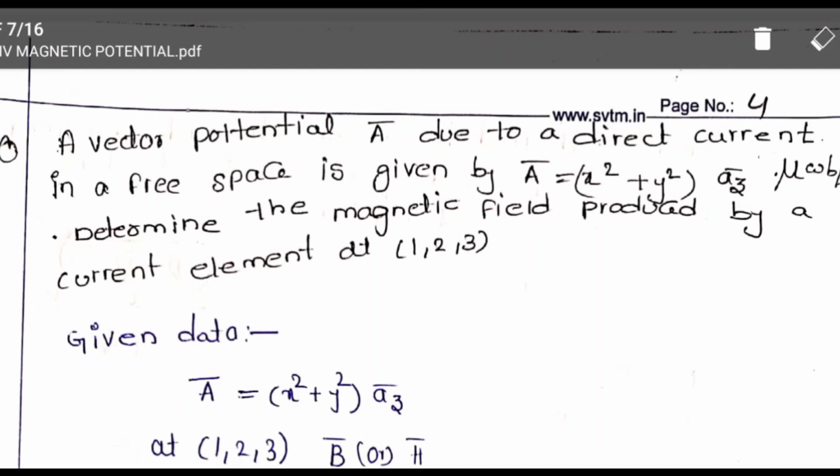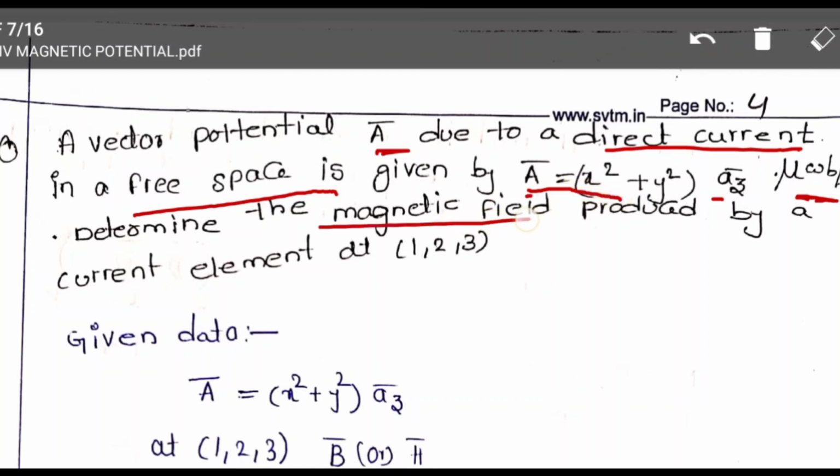A vector magnetic potential A bar due to a direct current in free space is given by A bar equal to x square plus y square AZ microweber per meter. The unit of vector magnetic potential is Weber per meter or microweber per meter or milliweber per meter. Determine the magnetic field produced by the current element at 1, 2, 3. Simple problem, this one.